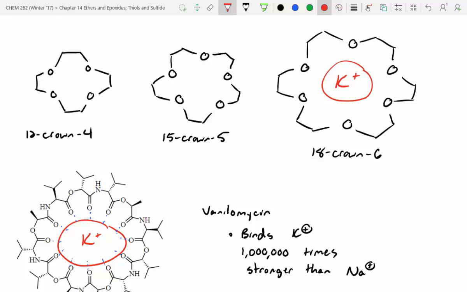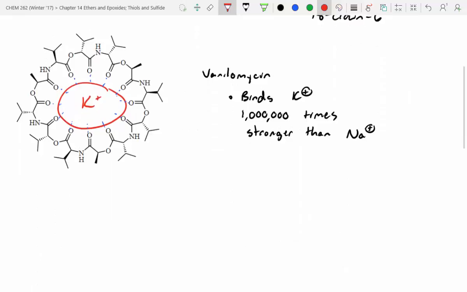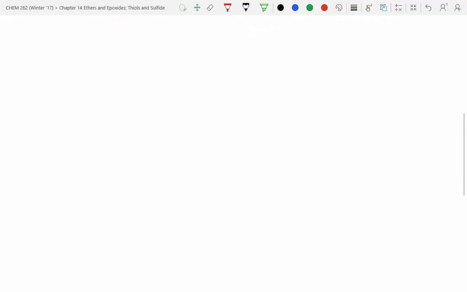What do you think 15 crown 5 could bind? Sodium. Potassium is actually too big to bind very well in there. So they're able to have these sodium ions snuggle in. And then 12 crown 4? Lithium. And you might be thinking, okay, who cares, right? But I'll show you guys some cool reactions that are based off of this.